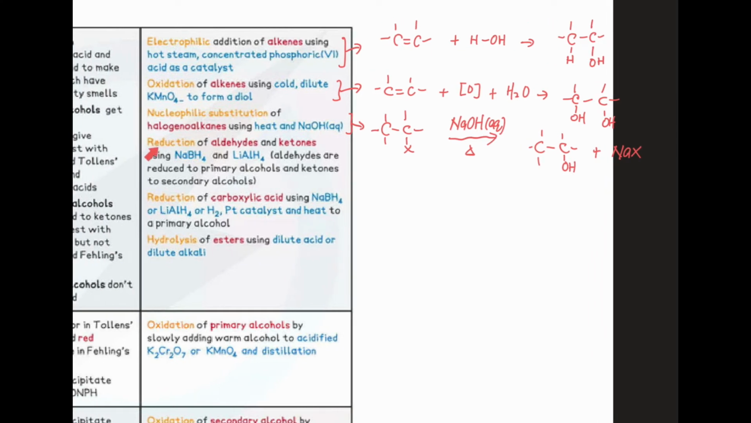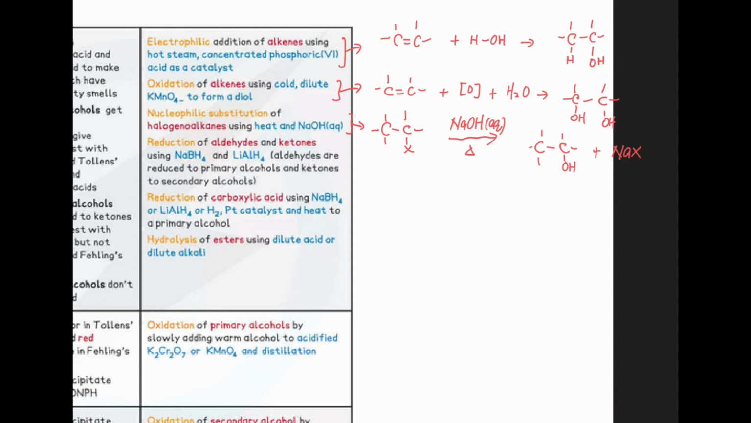So the next one is reductions of aldehyde and ketones using NaBH4 and lithium aluminum hydride. Aldehydes are reduced to primary alcohol and ketones to secondary alcohol. So this is the other way around compared to the oxidation that we discussed just now, where primary alcohol changed to aldehyde, secondary alcohol changed to ketone. That is oxidation. But now it's the other way around.